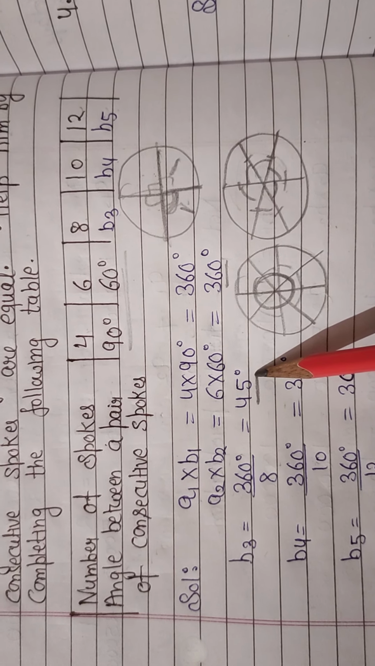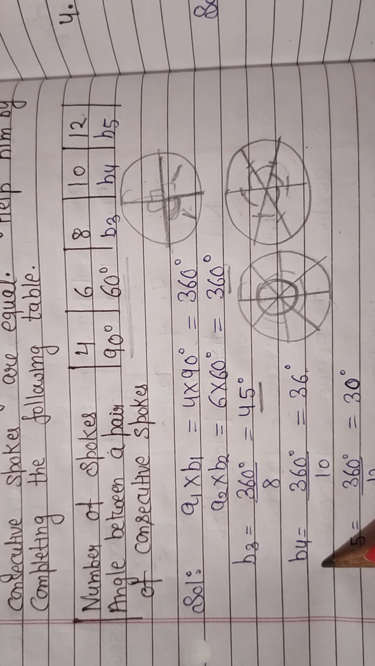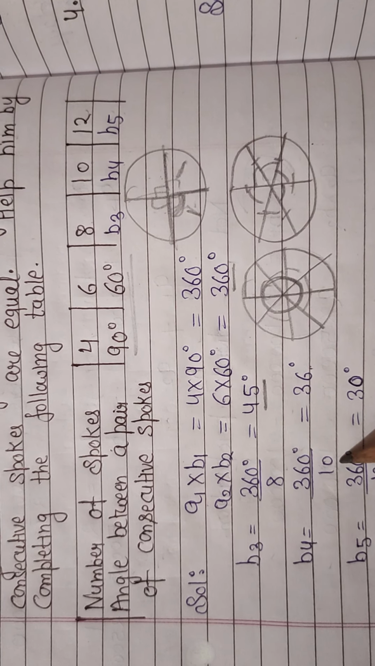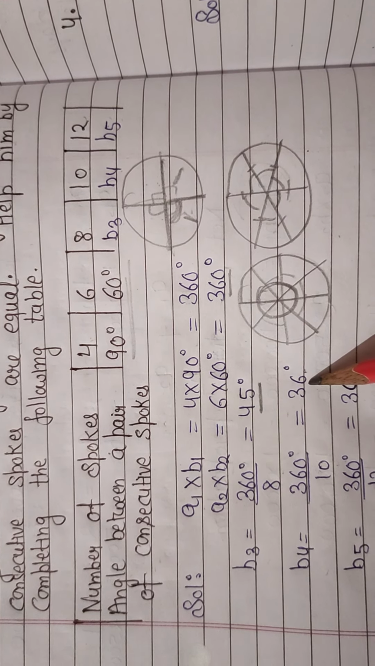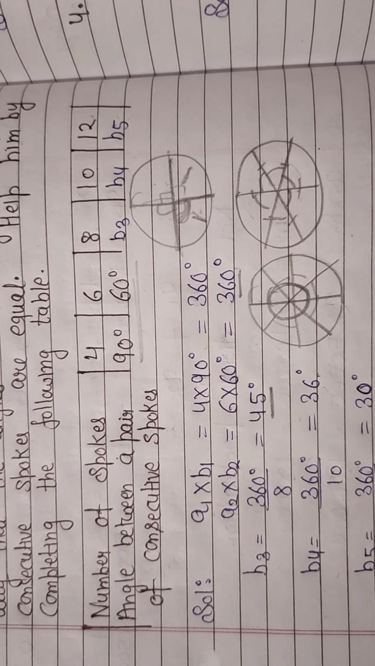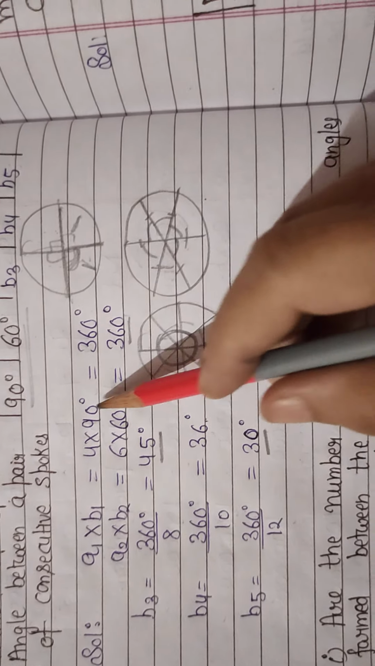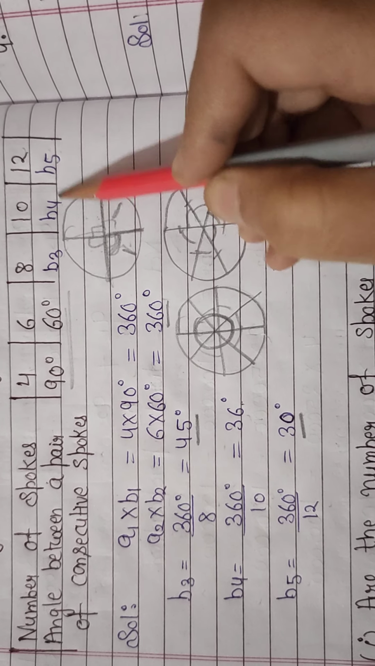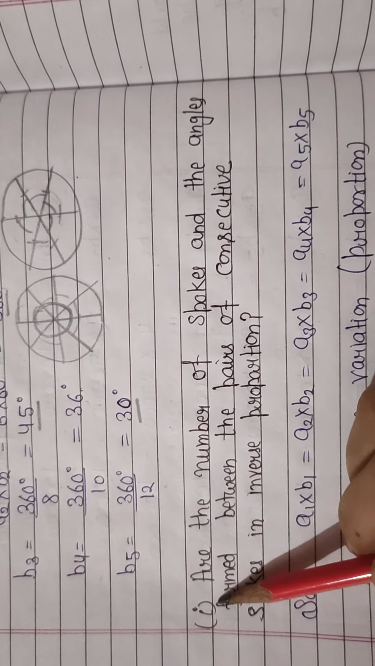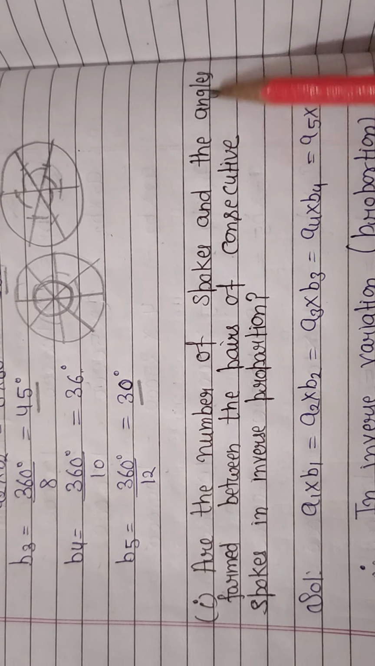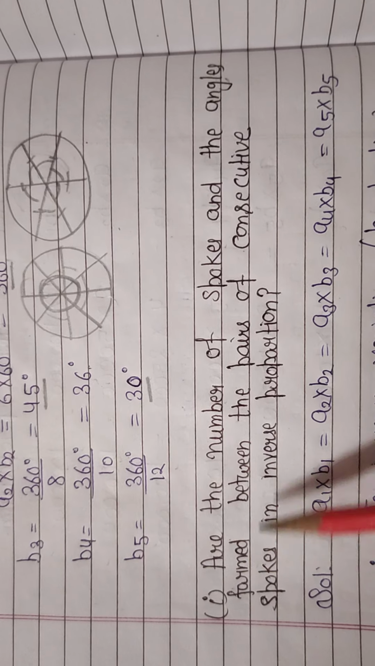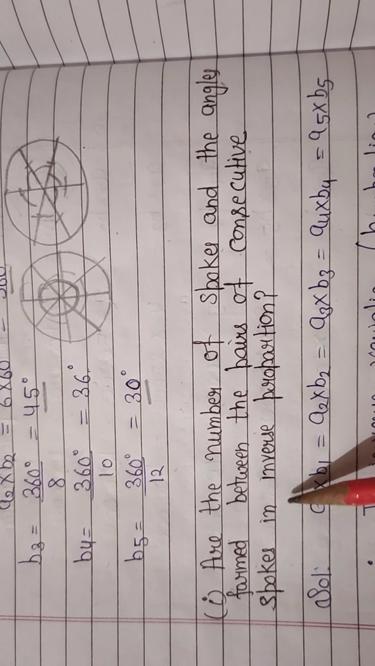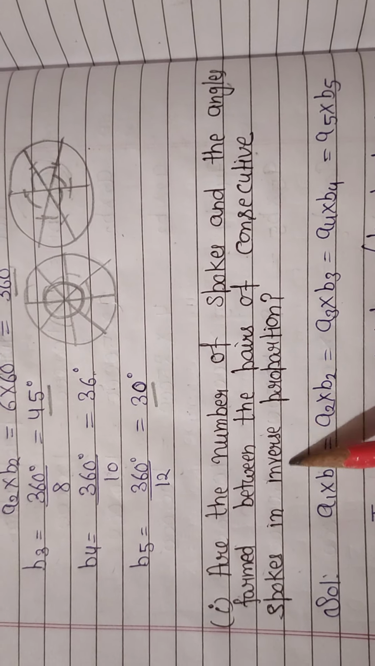So for finding the value of B3, we will divide 360 degree by 8. It is coming 45 degree. For finding the value of B4, we will divide 360 degree by 10. That is 36 degree. And for B5, we are dividing 360 degree by 12. This is 30 degree. Now we have completed the table. It means you can write 45 degree, 36 degree and 30 degree here.